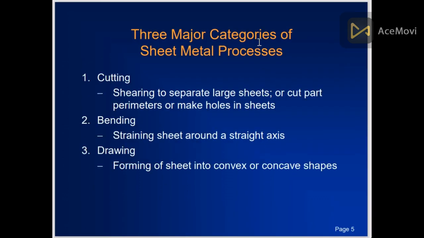There are three major categories of sheet metal processes. Number one is cutting. Cutting uses shearing force or shearing processes to separate large sheets, cut part perimeters, or make holes in the sheets. It is like shearing that tears some part. Bending is straining the sheet around a straight axis. Actually, bending, as you all know, is applying force on some metal sheet for some time and keeping it in the same place.